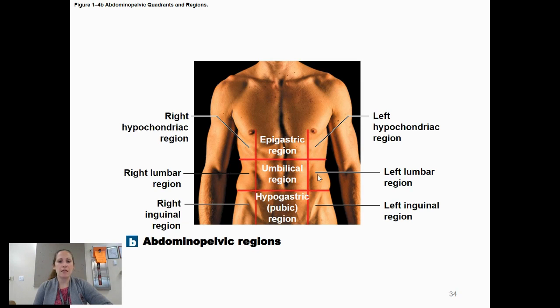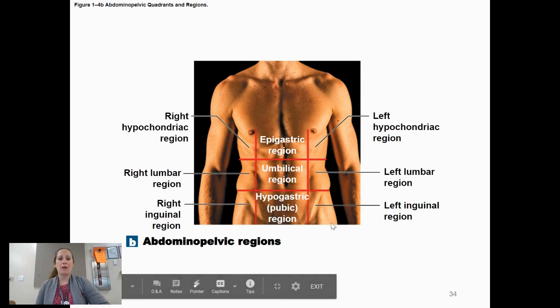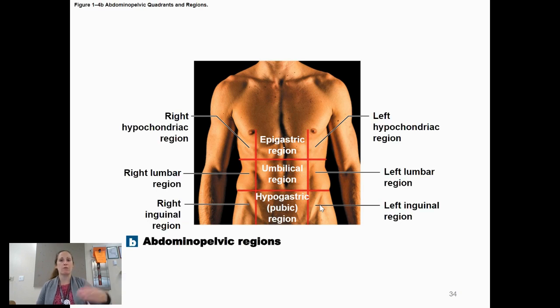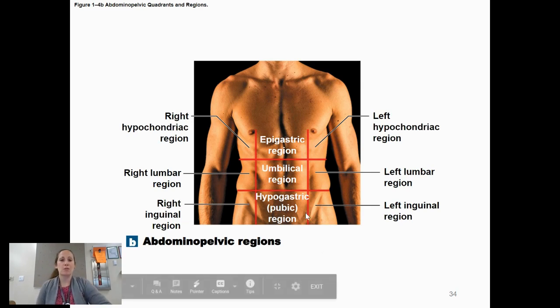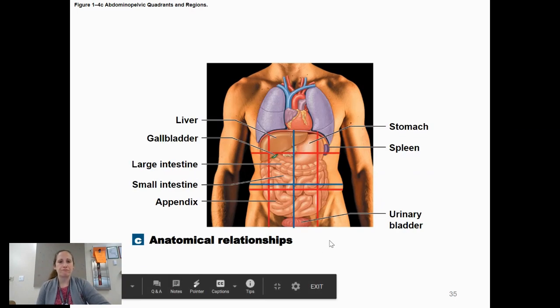In the mid regions on either side, the left and the right, are the lumbar regions. Lumbar is the name for that lower back area, and that's where the lumbar vertebrae are located. And then all the way at the bottom two corners, the left and the right, are called the inguinal regions. Inguinal is your regional term for the groin. The inguinal region goes kind of on this slope, and that's what's located down at the bottom.